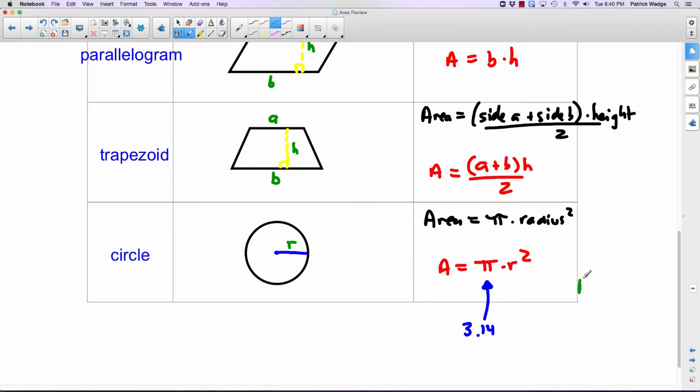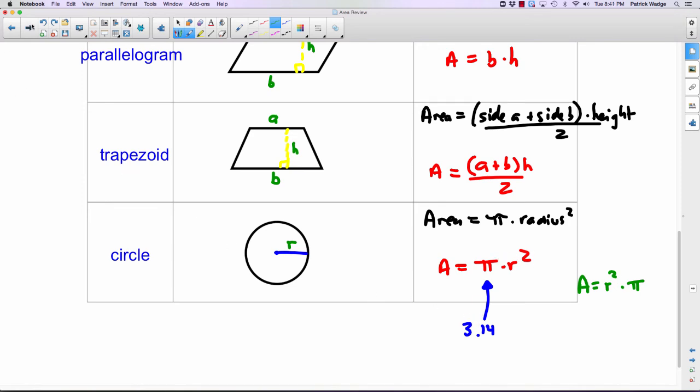It would almost be more useful if we wrote it like this, r squared times pi. Be careful, because of order of operations, you actually have to square the r before you multiply by pi. If you go pi times r, get that answer, and then square it all, you're going to get it wrong. You need to do the squaring part first and then multiply by pi.